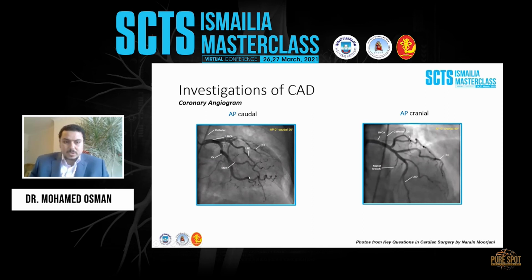AP caudal is good for you to see the wall of the circumflex, and AP cranial is good to see the whole length of the left main coronary artery.